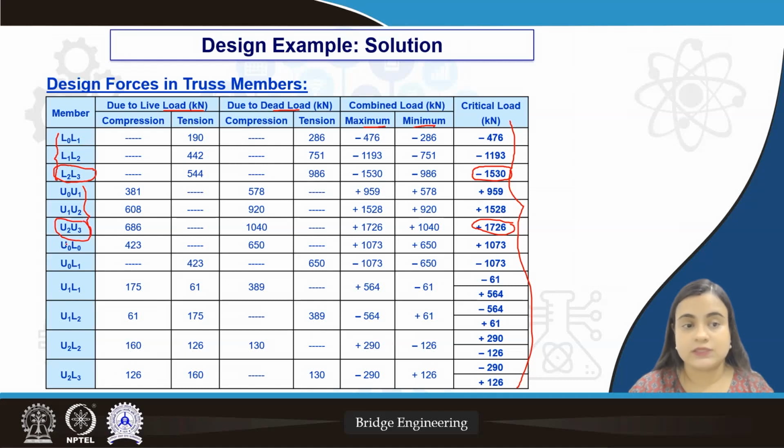Similarly, the diagonals U0, L0, U0, L1, U1, L1, U1, L2, U2, L2 and U2, L3. We can look for the critical load in the diagonals and identify which of the diagonals we are going to select.